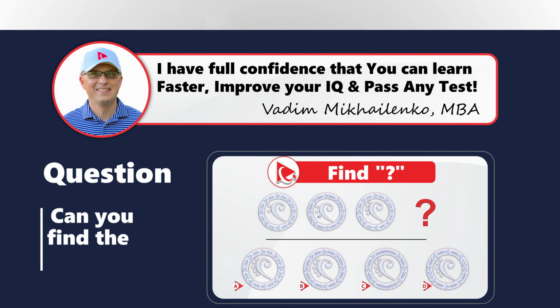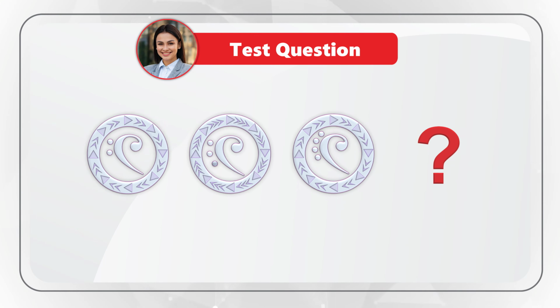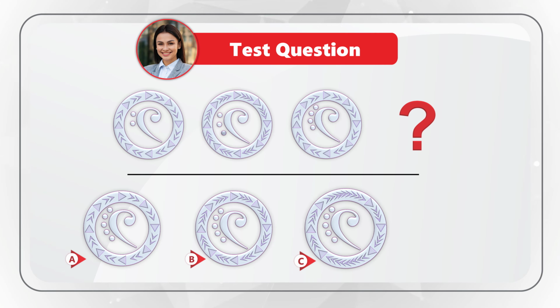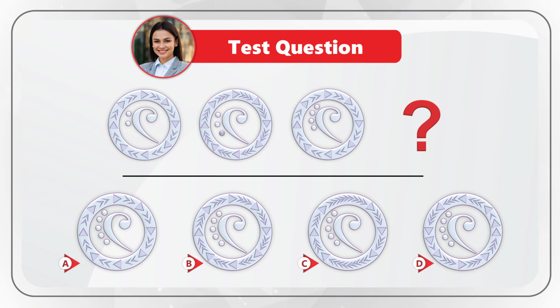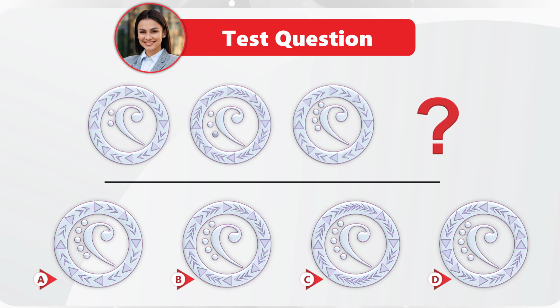I prepared a surprise practice question for you. You need to determine the missing item, and you're presented with choices A, B, C, and D. Take a close look, give yourself 10 to 15 seconds to see if you can come up with the solution.